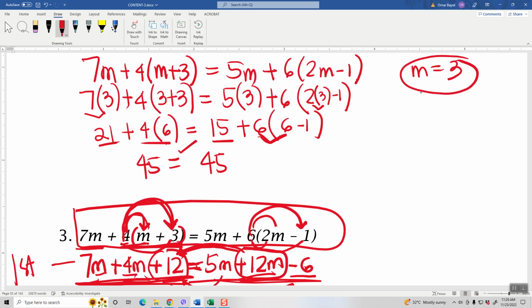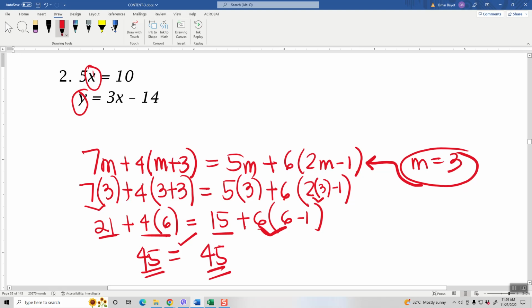Meaning, sinasatisfy niya yung condition nitong equation, ng original equation. Kasi na-balance niya 45 sa kaliwa, 45 sa kanan. Okay? So that is the procedure for one unknown equation. Okay? So any question before we proceed sa two equations, two unknowns?